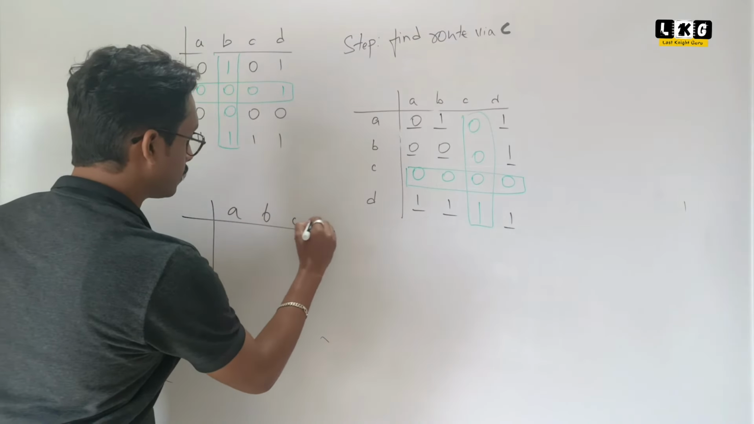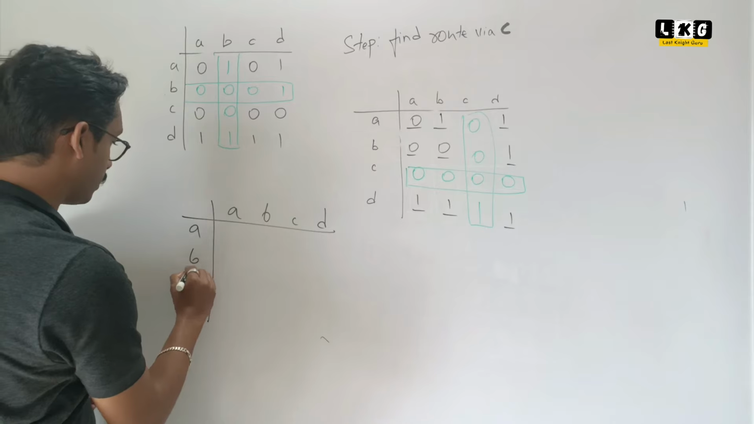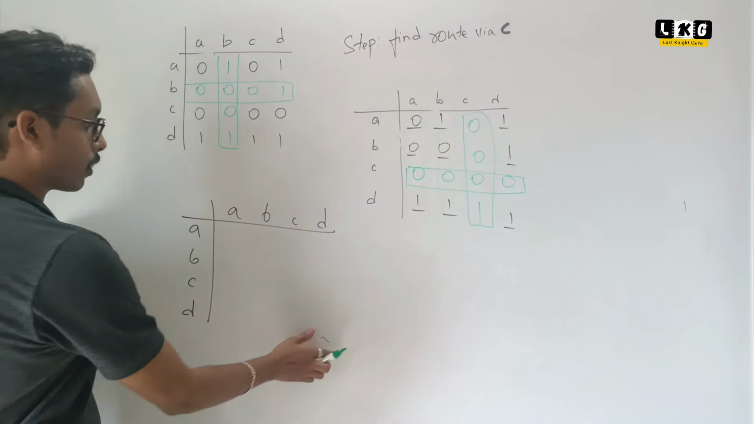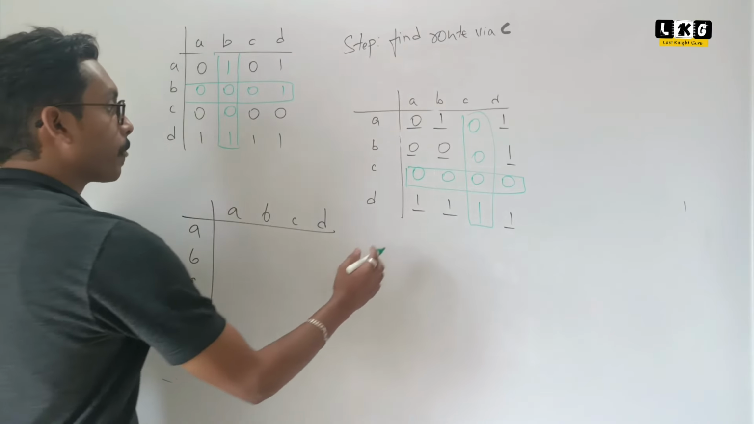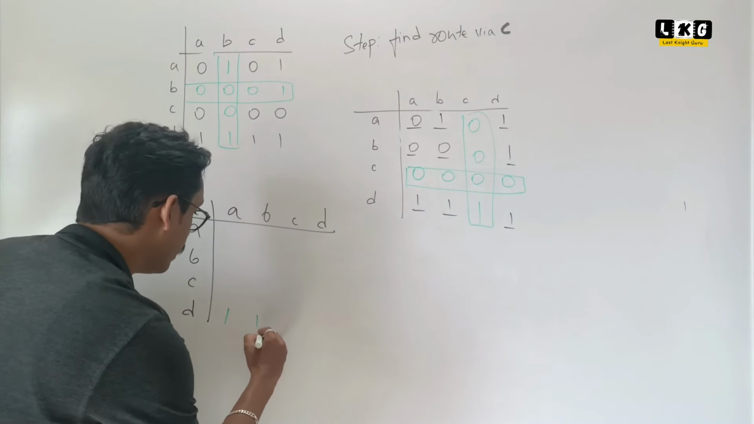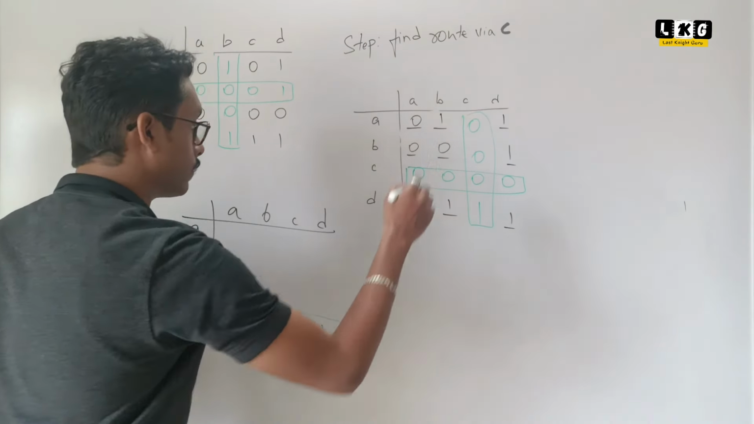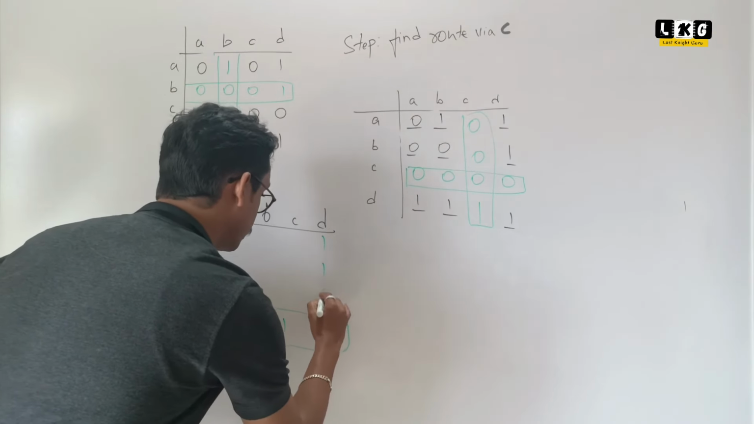A B C D, A B C D. Okay, now what about this fourth row and fourth column? What is the fourth row? 1 1 1 1 1 1 1 1. Yes, and what about the fourth column? 1 1 0 1 1 1 0 1.